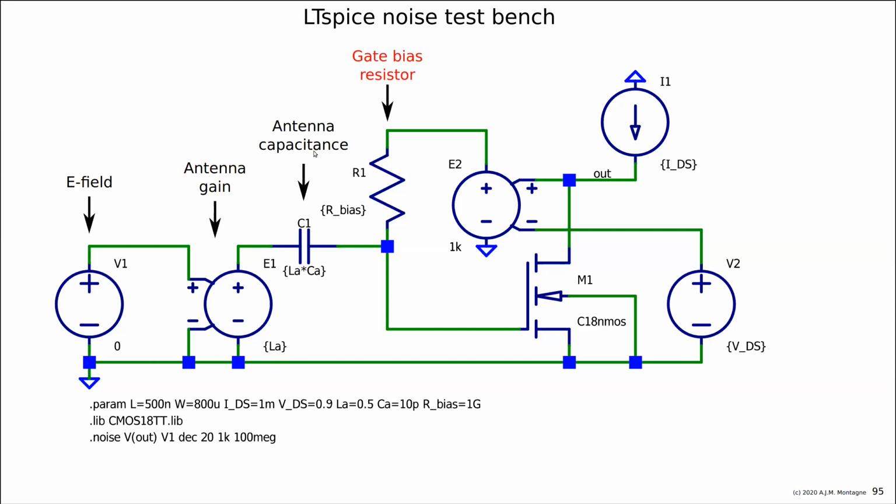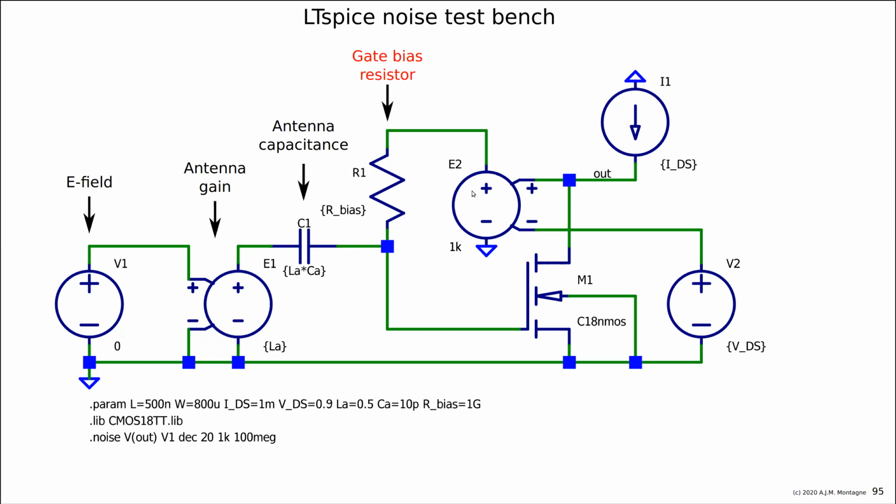Then we have a gate bias resistor, R1. And this is tricky because this is a resistor, so this is a noisy element and it does multiple things in this way of biasing. It also sets the cutoff frequency at the low side, and that is not just given by RC. It also has to do with the loop gain in the bias circuitry.